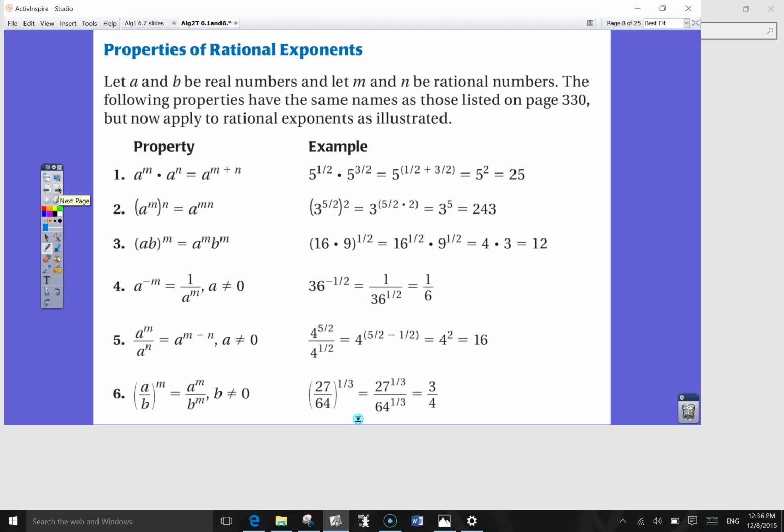Now these are the properties of rational exponents, and they are the same as the properties of exponents that we dealt with before. The only thing that's different are these examples on the right. You know, when you multiply a to the m times a to the n, you add the exponents, and so on and so on. You can go down and look at them on your own.